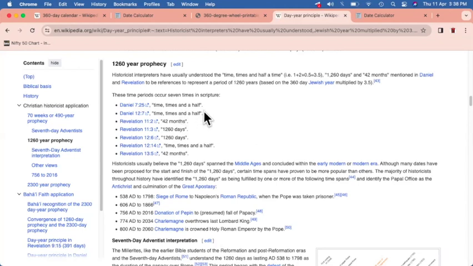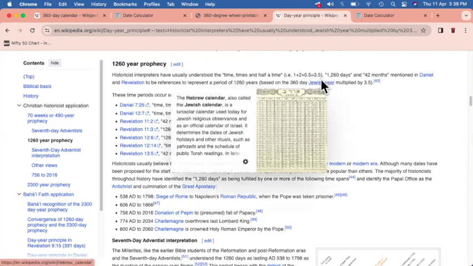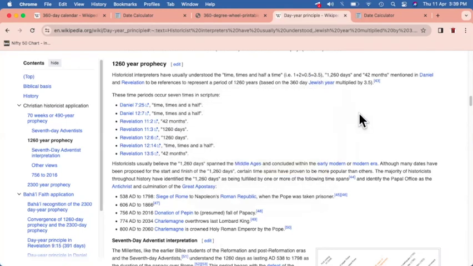Time, times and a half. Historical interpreters have usually understood time, times and a half as: time is 1, times is 2, and a half is 0.5, which comes to 3.5. Now, if we consider this 360 days calculation, this would be 3.5 years, and 3.5 years comes to around 1260 days in totality, or maybe 42 months.